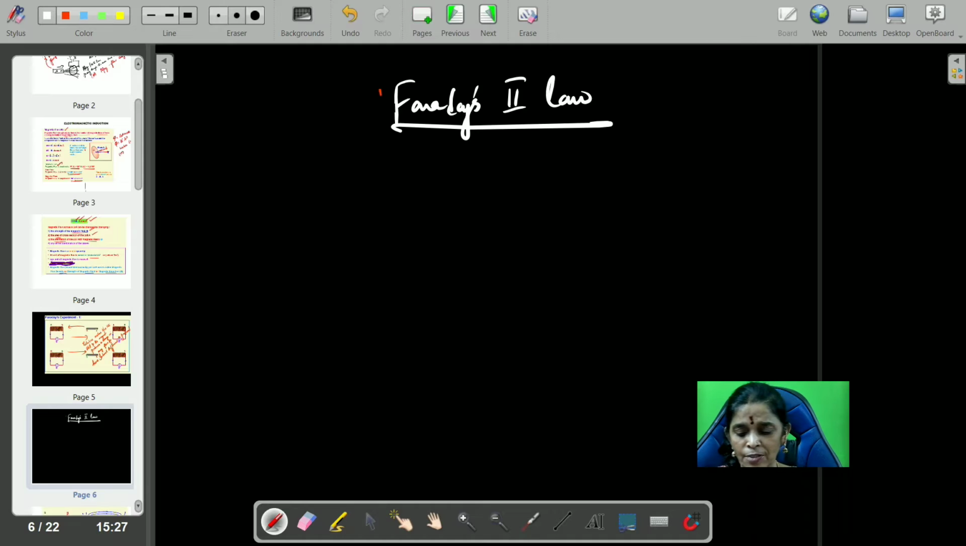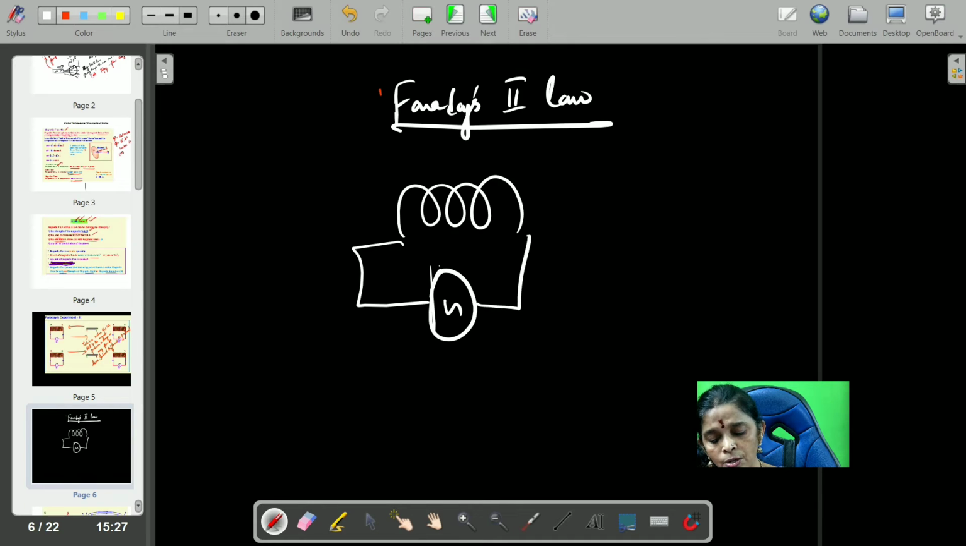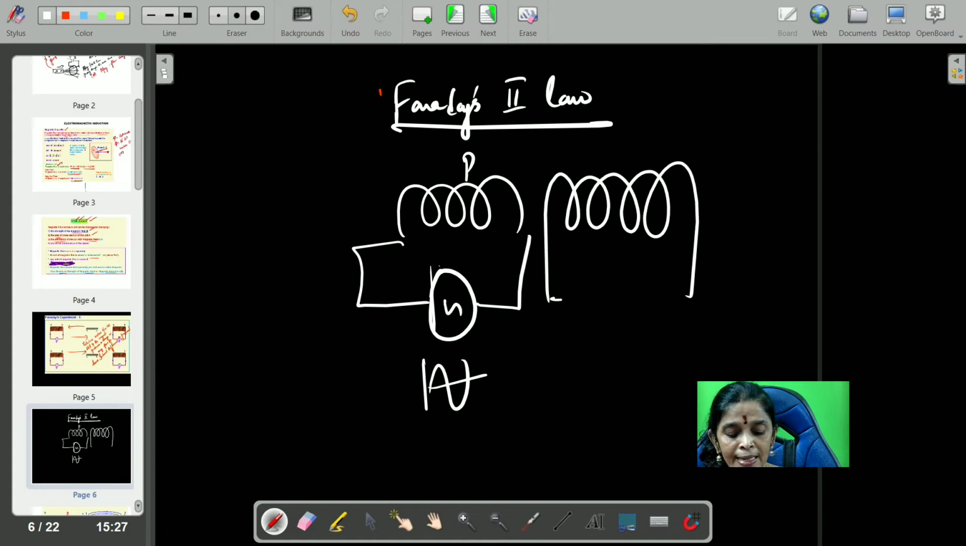In the first law, I had taken only one coil. Now this is the second coil. So I'm taking a second coil, and I'm going to pass AC current, alternating current, through the primary coil. From time to time there is a variation in the current because it is AC current. The secondary coil, which is placed coaxially, has no power source. But even though there is no power source, the current is going to be produced. How is that possible? Because from time to time there is a variation in the current.